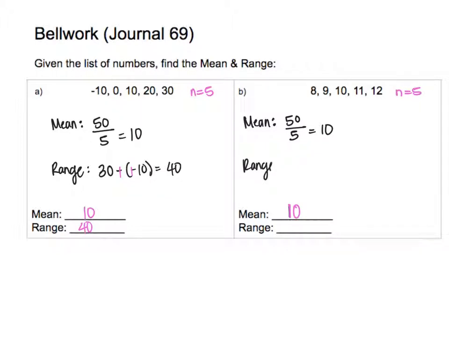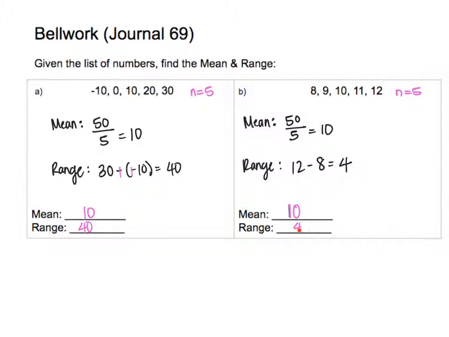So if I take the biggest number here, which is 12, and subtract it with the smallest number here, which is 8, I get 4. So my range here is 4. And yeah, sure, that should make sense because 8, to get to 12, I would have to add 4. So how is it that I got the same mean but different range?